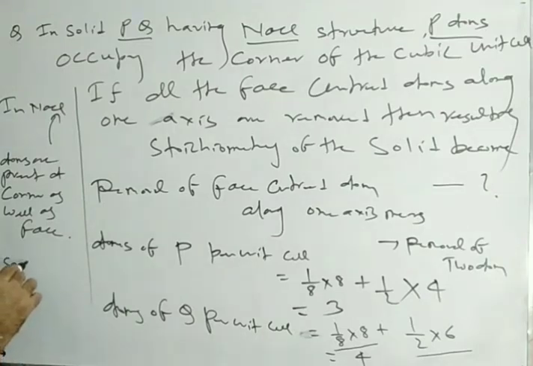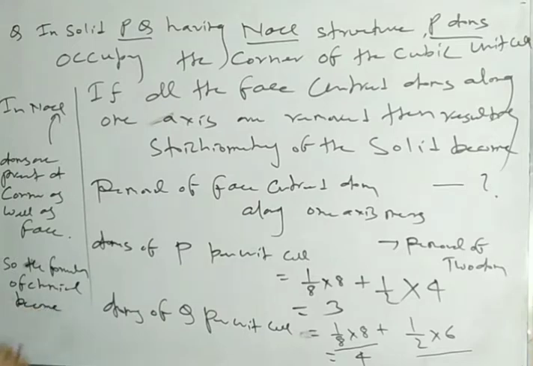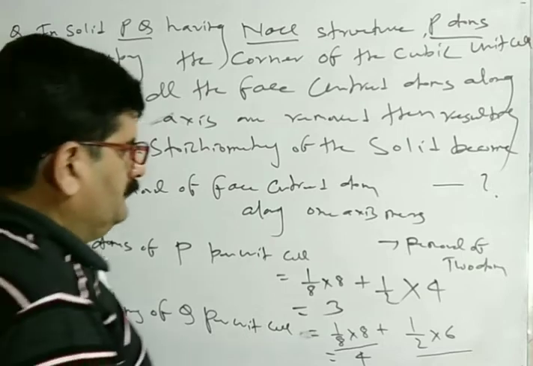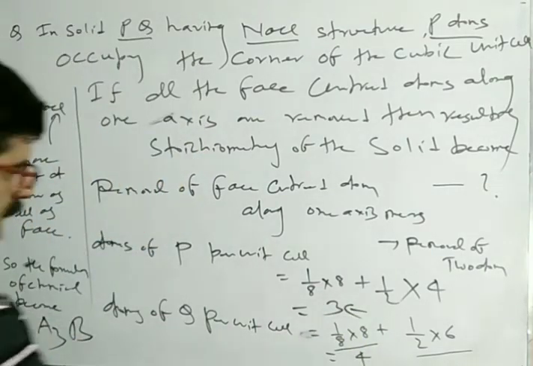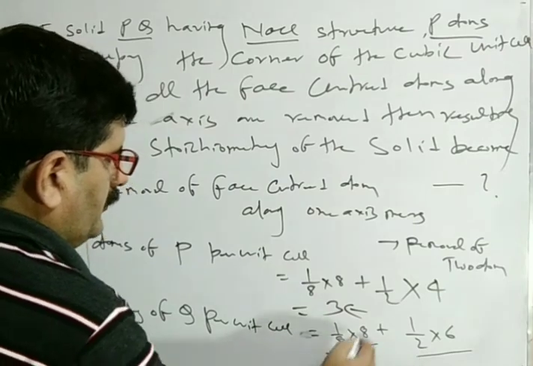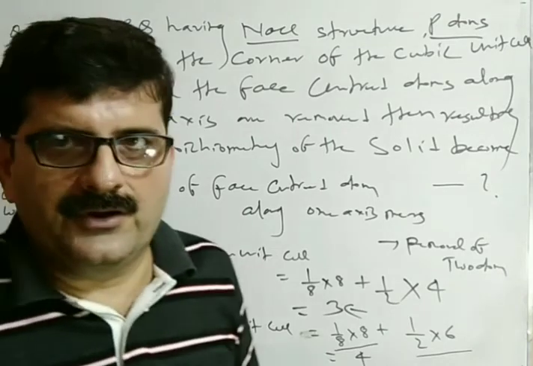So the formula of chemical become, we can write what? A3 and B4. 3 plus 1, 4. This is the formula of our given chemical.